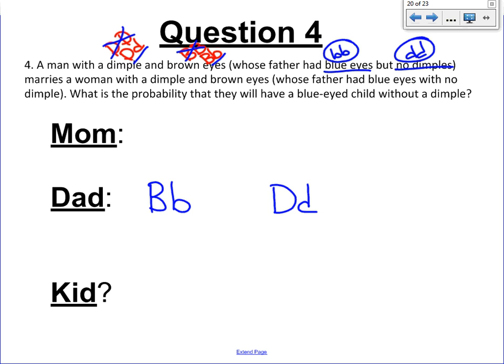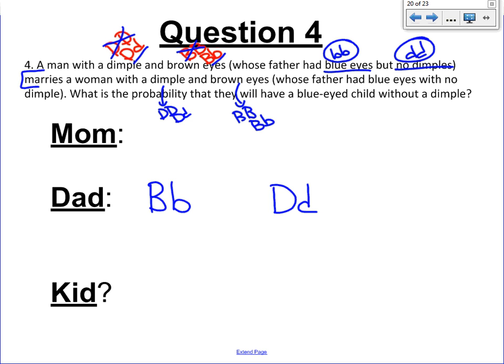Mary's a woman. Now we're going to start off right here with a dimple and brown eyes. All right, now mom's in the exact same case. Mom has a dimple, which means mom can either be big D, big D, or big D, little d. And mom has brown eyes, which means she can either be big B, big B, or big B, little b, because both of those will give her brown eyes.